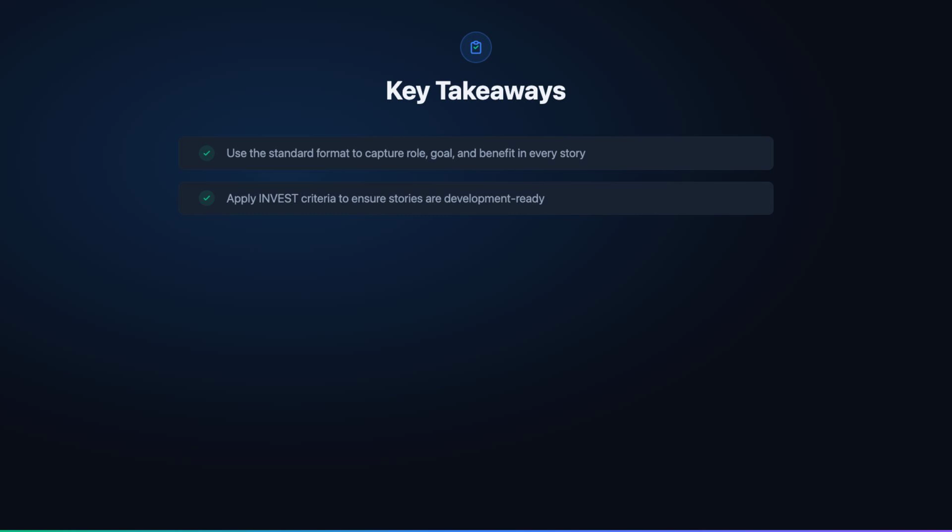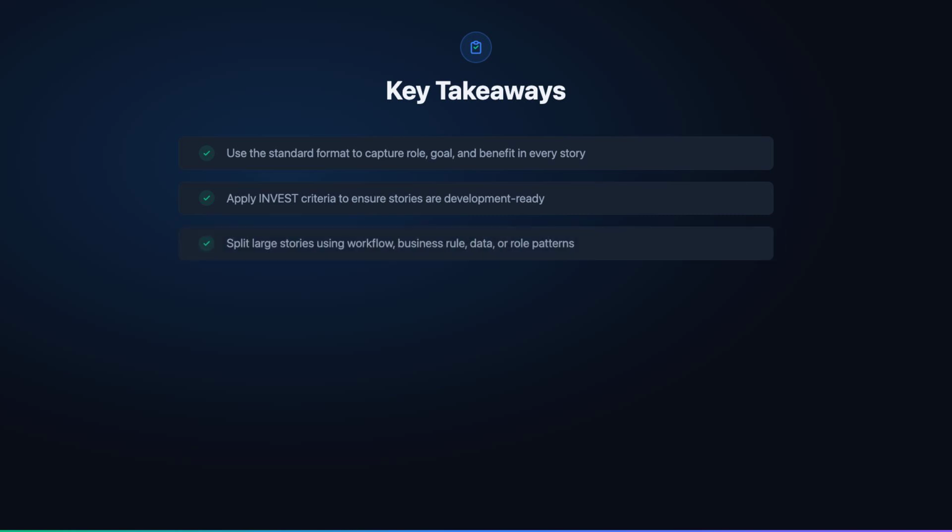Let us recap the essential insights from our exploration of effective user story creation. The user story template keeps us focused on delivering value to real people, not just building features. INVEST is our quality gate that prevents problematic stories from entering the sprint and causing delays.